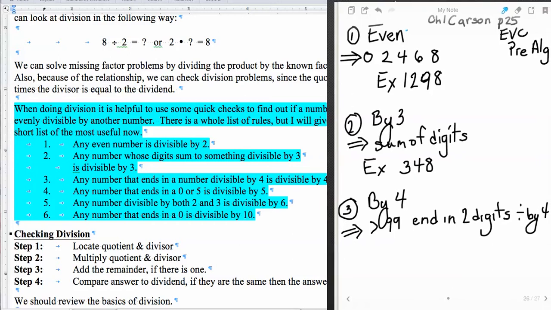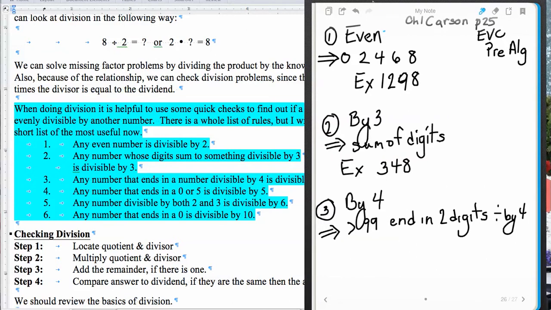First off, what I'm looking at here on the left-hand side of the screen are the Chapter 1 Carson notes. It's on page 25, and you can find this on the EVC tab, the Evergreen Valley College tab, in the pre-algebra section. With that said, let's go ahead and look at these divisibility rules.